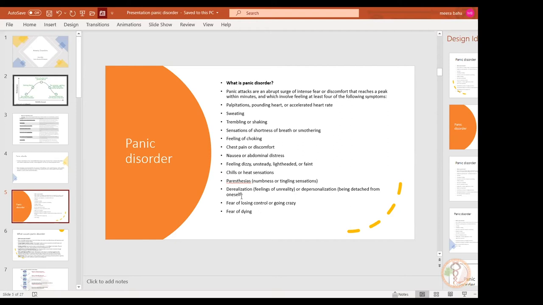sweating, trembling, shaking, sensations of shortness of breath, feeling of choking, chest pain, discomfort, nausea, abdominal distress, feeling dizzy, unsteady, lightheaded, fainting kind of sensations, not really fainting, chills or heat sensations, numbness or tingling sensations, derealization, depersonalization. People talk about dissociation, but in panic, we only talk about derealization or depersonalization, fear of losing control, going crazy, fear of dying.